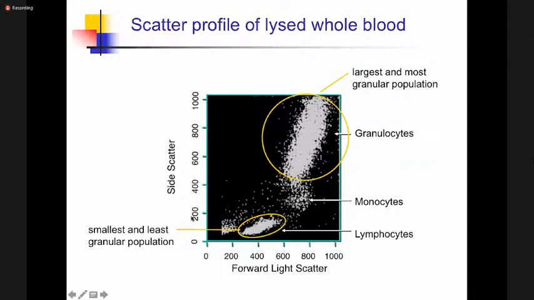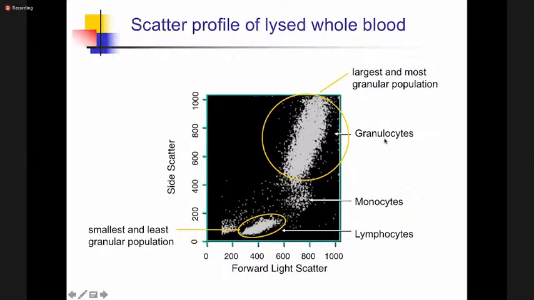Then side scattering of these cells towards vertical. So look at this first circular cell. You have got the smallest and least granular population of cells, which would have the least scatter compared to the more granular cells. And now this bigger circle: you have got larger and most granular cells, which will be scattered much further.